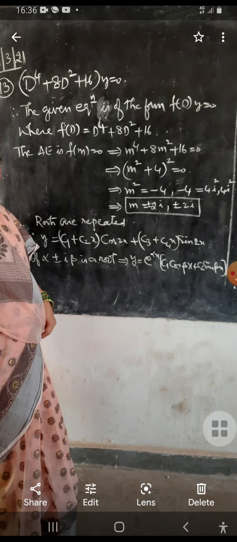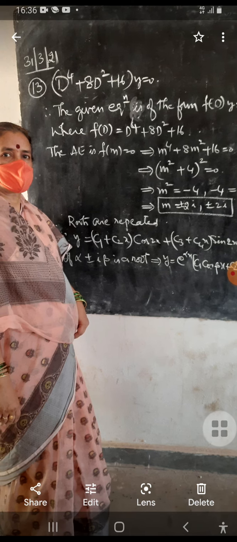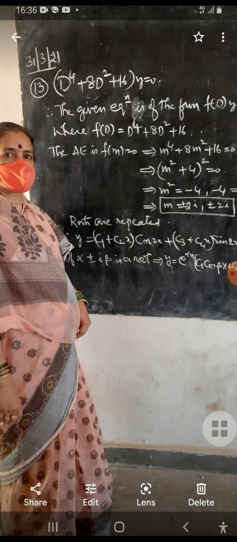Next, problem number 13. (D power 4 plus 8D square plus 16) operating on y equal to 0. The given equation in the operator form is f(D) of y equal to 0, where f(D) equal to D power 4 plus 8D square plus 16. The auxiliary equation is f(m) equal to 0. That implies m power 4 plus 8m square plus 16 equal to 0.